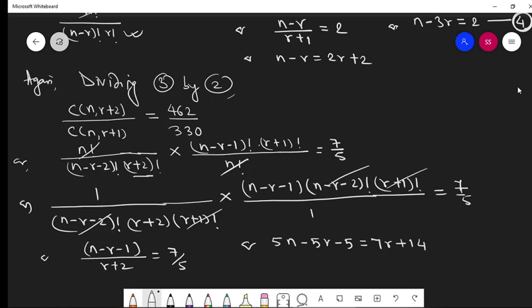Then by simplification of this, 5n is as it is, minus 7r and 5r, minus 12r, equal to 14 plus 5 is 19. This is equation 5. n minus 3r equal to, is equation 4. 5n minus 12r equal to 19, that is equation 5. Now we have to solve them.